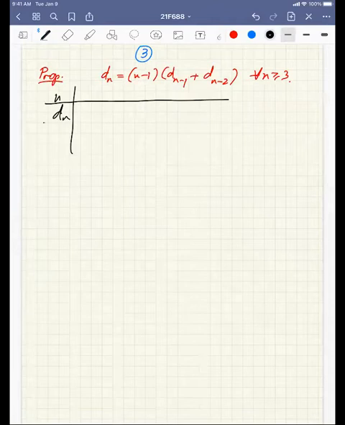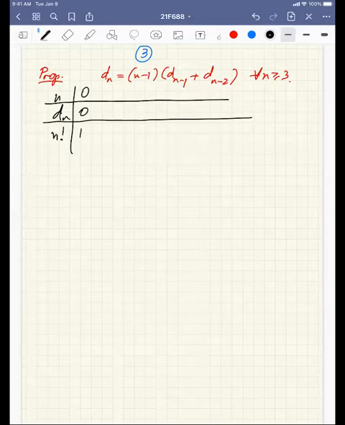So let's write them side by side, d_n and n factorial, which is the upper bound for d_n. Again, let's go to 0 first. So here we have 0 and 1. If n is 1, we have 0 derangements, but we have 1 permutation. If n is 2, we have 2 permutations and 1 derangement. N equals 3, we have 6 permutations, and we saw there are 2 cycles, so 2. What happens with 4? So we have 24 permutations.